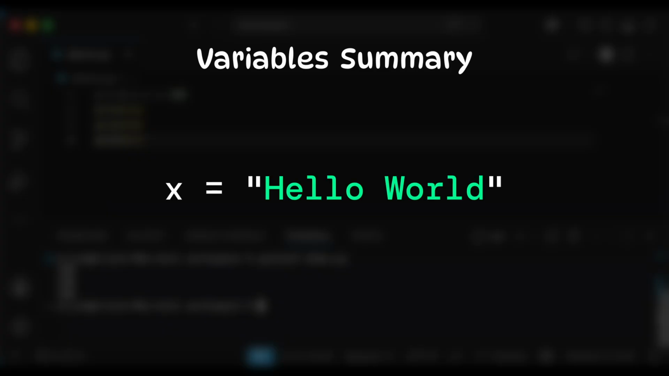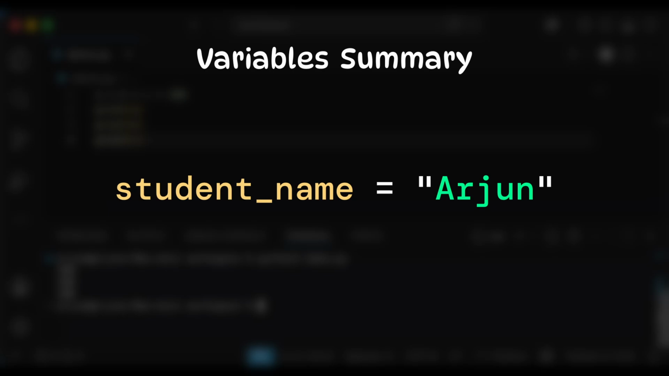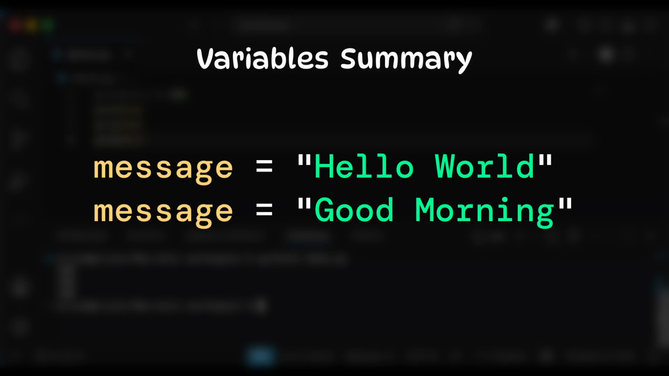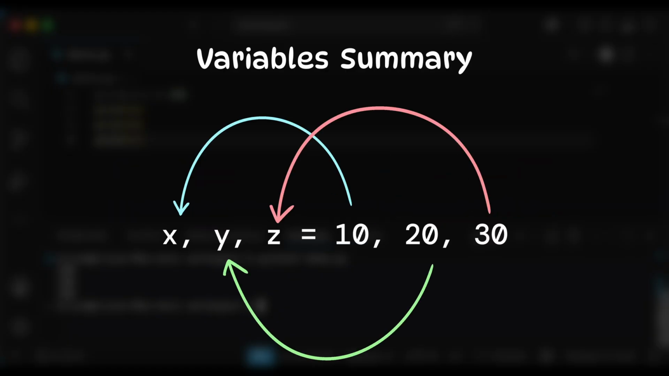Let us quickly review what we learned about variables. Variables are used to store data. Python automatically determines the data type. Choose meaningful variable names and follow the naming rules. Variables can be updated by assigning a new value. And multiple assignment allows us to assign values to several variables in a single statement.